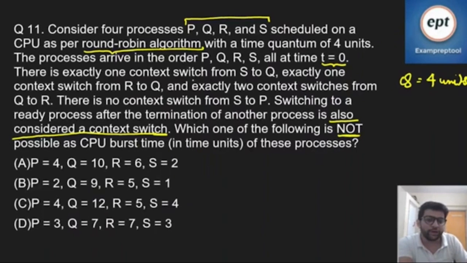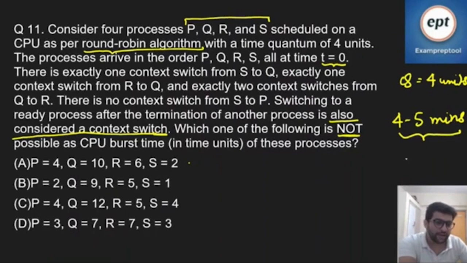See, there are two particular solutions to this problem. One way is that you can try to create the Gantt chart for all these four options, and you can see which option matches with these properties, and then you can solve the question. However, that will take around 4 to 5 minutes. During my time, I solved this problem by solving all the options. However, when I saw the solution, it will hardly take 1 to 2 minutes to solve this problem by the method I am going to tell you.